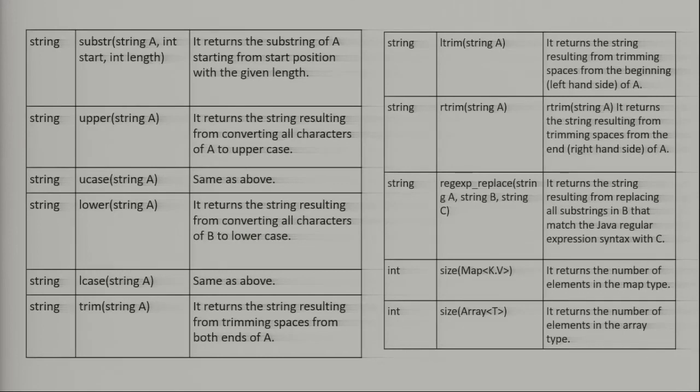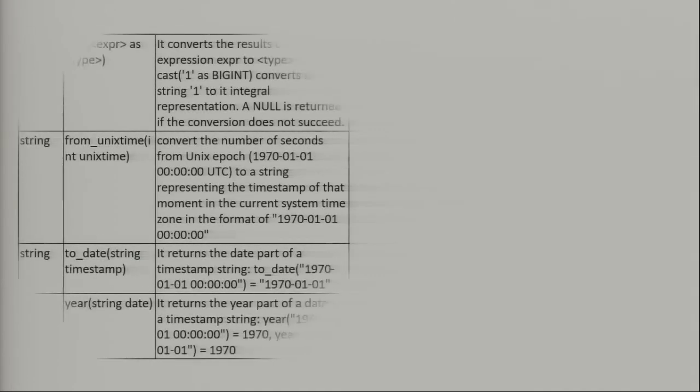Then we have size. It returns the number of elements in the map type. It will be a key-value pair, that is what the map is. In the map you are trying to check the number of elements, so it gives you the size of that map. Similarly with arrays, the size in brackets of the array gives the number of elements present in that array. This is the point to be taken care of.